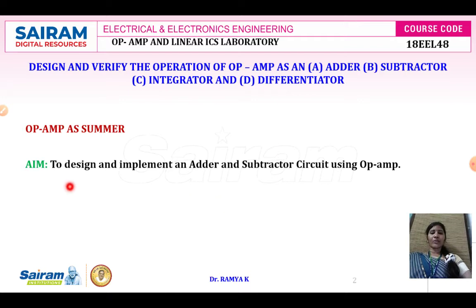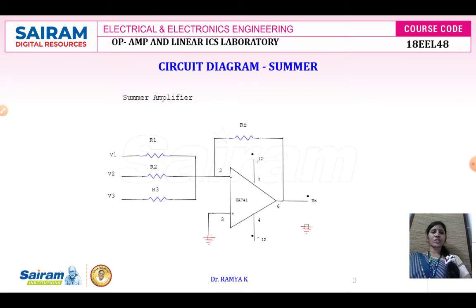Aim. The main aim of the experiment is to design an adder and subtractor circuit by using an op-amp. The circuit diagram for the adder is shown here. The op-amp has two input terminals: one is the inverting input terminal and the second is the non-inverting input terminal. Plus VCC is given as plus 12 volt and minus VCC as minus 12 volt, and we are going to measure the output at V0.